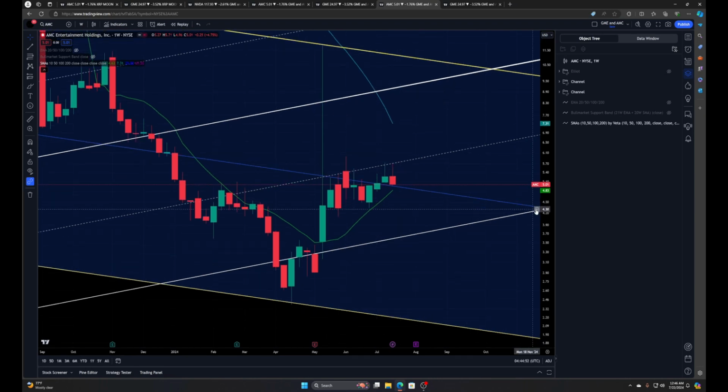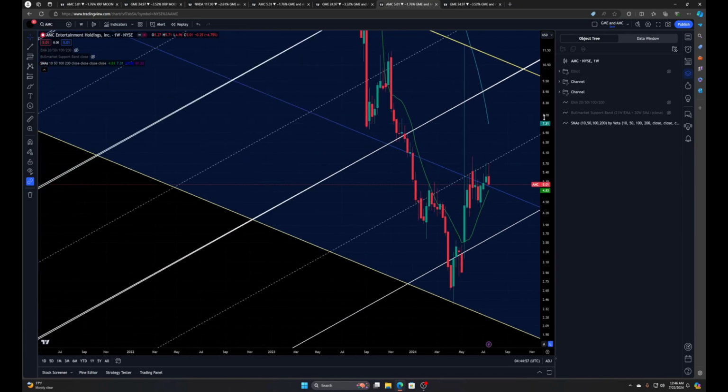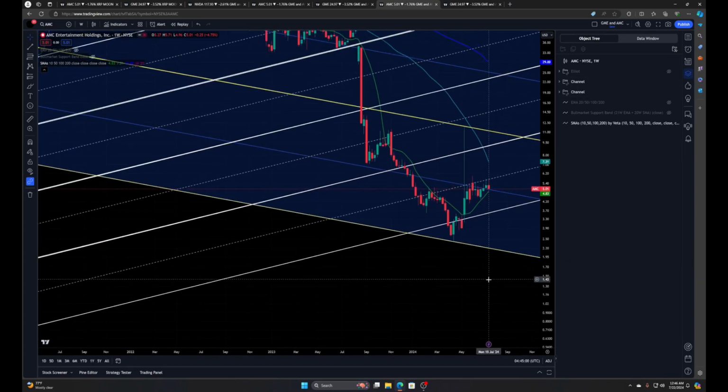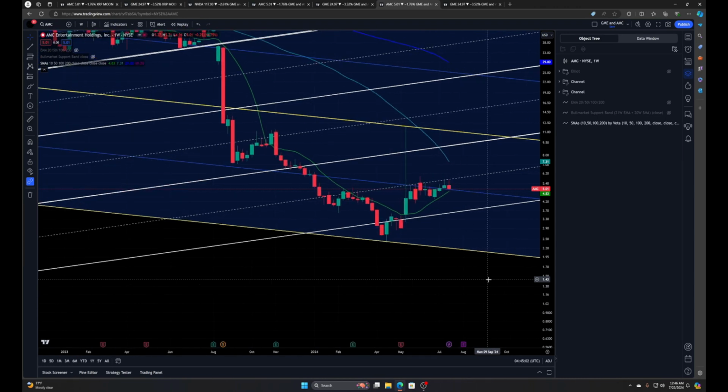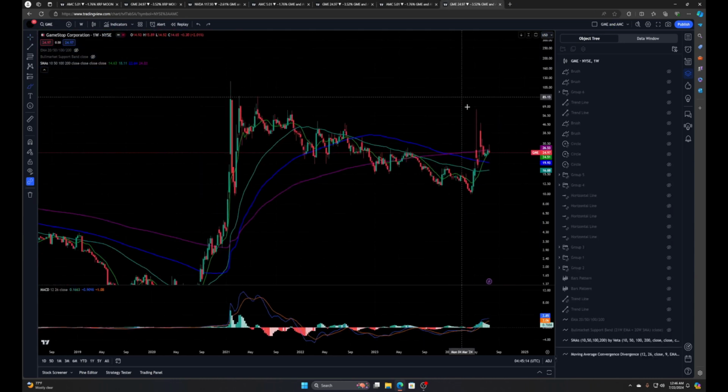But anyways, we did literally bounce off this channel's midline, so you could just bounce from here. I think you could have a strong pre-market literally tonight, at 4 o'clock in the morning. These things are ready to pop. You can't go much lower than this. I would say lowest 460-something for AMC, and lowest for GME like $24, $23.